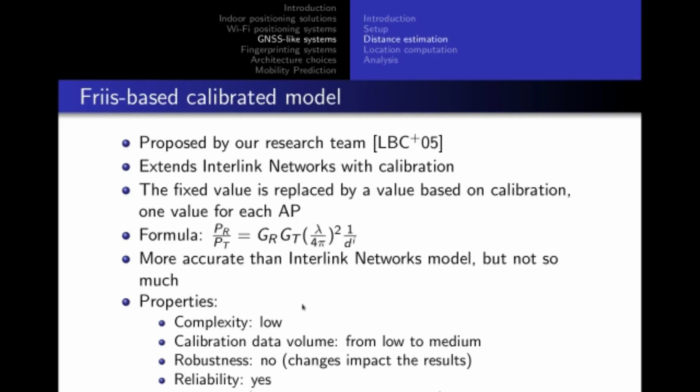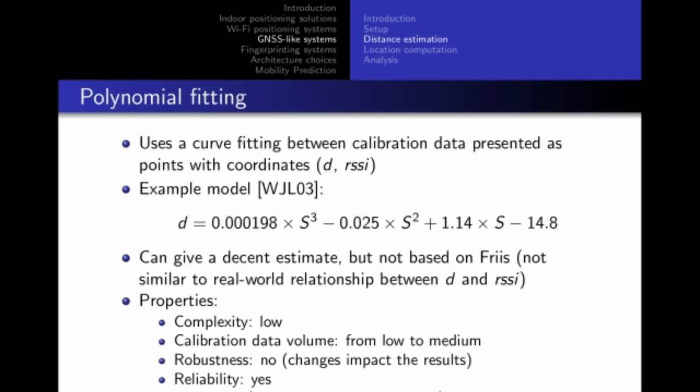So it's a low complexity. The calibration data volume is low. It's not robust because changes in the topology and the access points placement will impact the results. It's reliable, and it's a bit more accurate than Interlink Networks.